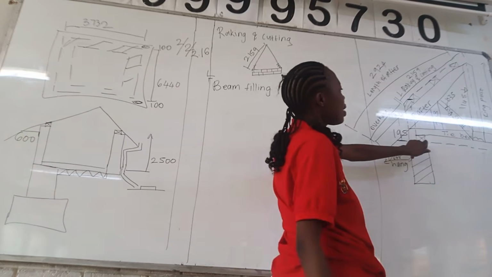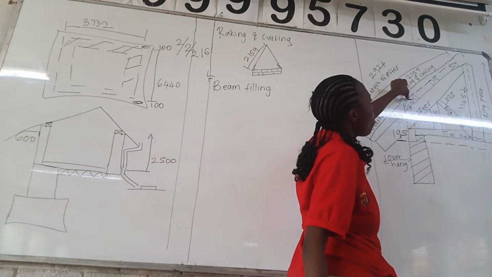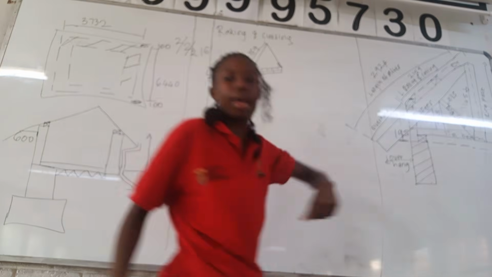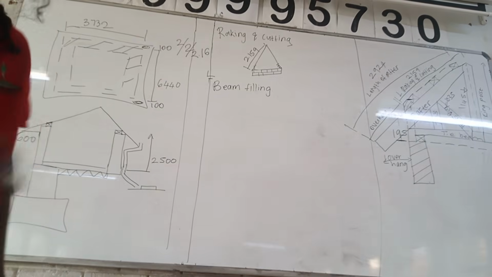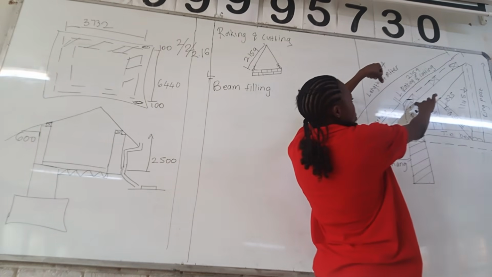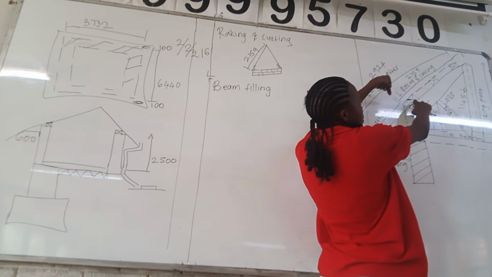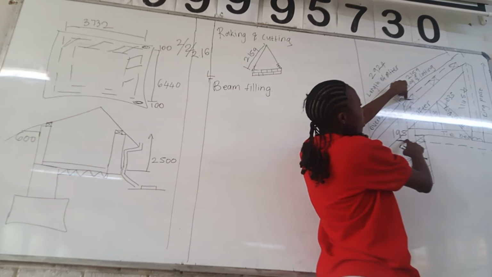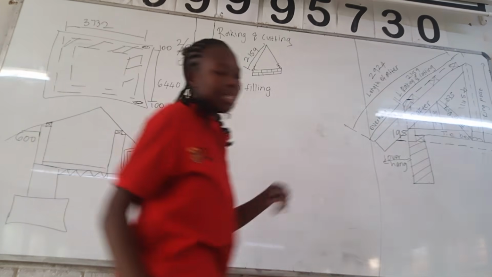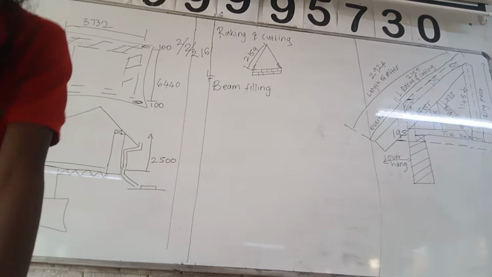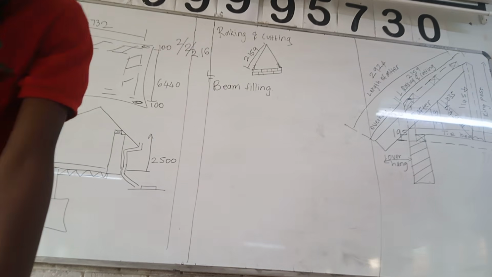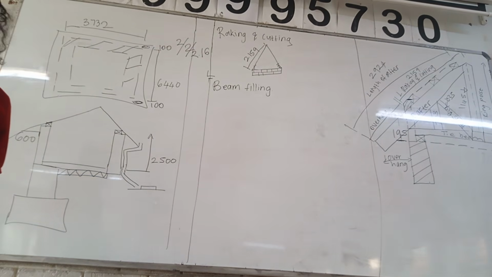So the beam filling starts under the wall plate until here, where the purlins end. I assume the purlin starts here where the rafter starts, and then goes until there. So that is the height of the beam filling. It starts under the wall plate until here where there's the purlin. The beam filling closes the gap between the ends of the superstructure wall and the roof covering caused by the rafters and purlins. So the height of the beam filling is 257 again.